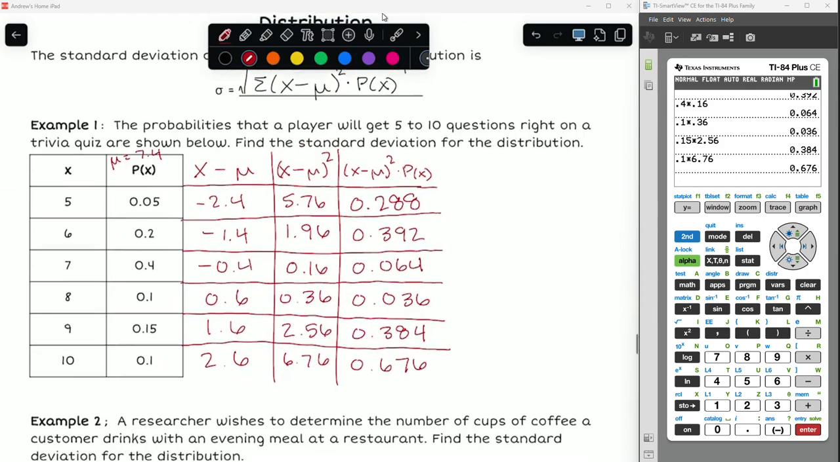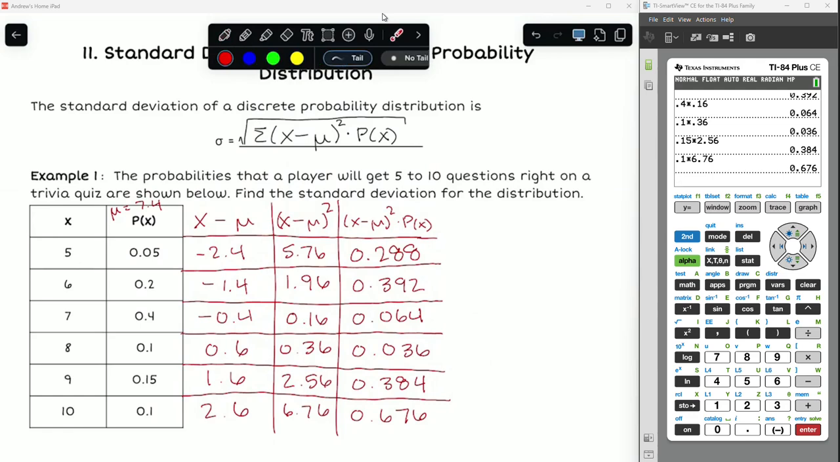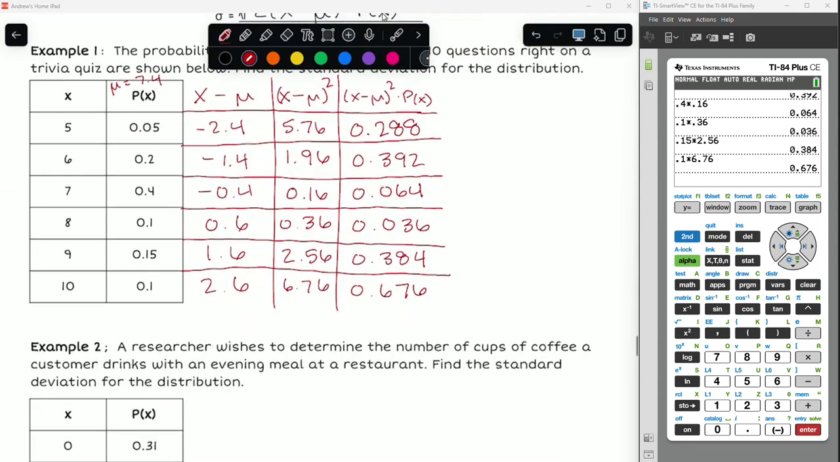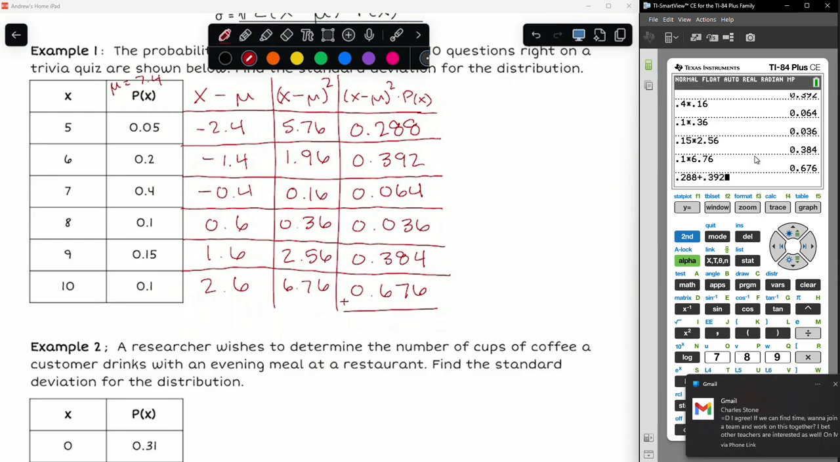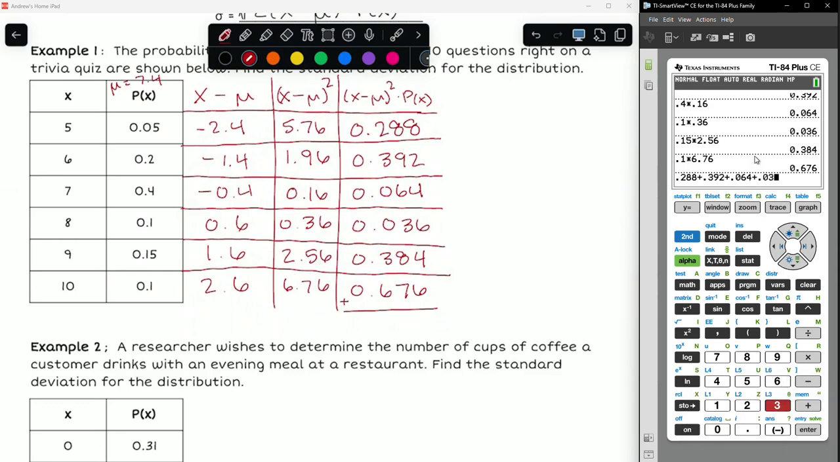My next step is to add down that column, because remember that we are told to add up the deviation squared times the probability. So I'm going to go ahead and set that up and then use my calculator. And I get 1.84 when I add down that column.